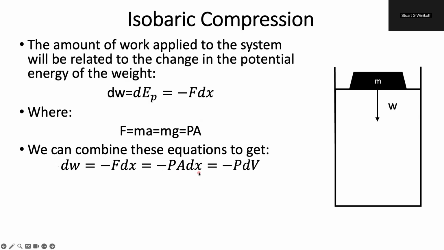Area times the change in height, that's just going to be the change in volume. Because as this piston compresses, the volume becomes smaller based on the height it fell and the cross-sectional area of the top of the piston. So this gets us into a much prettier equation, because the change in work can be related as negative pressure times change in volume.